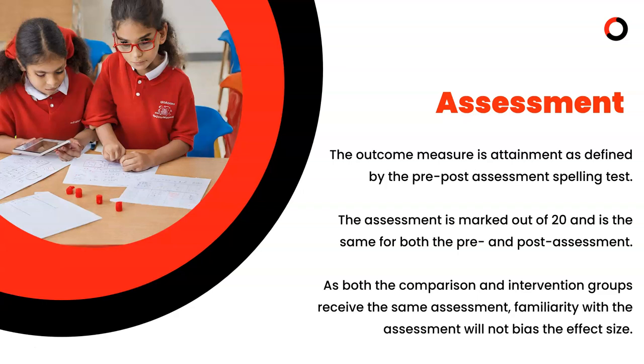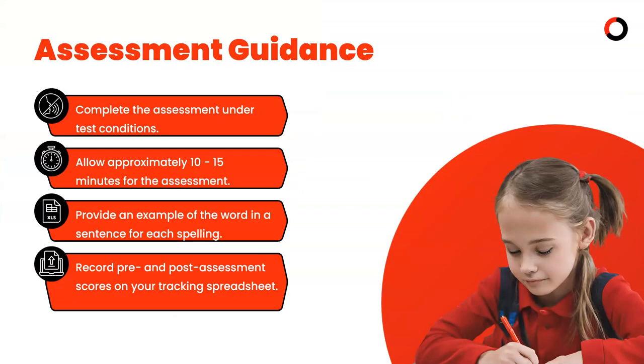So the assessment. The outcome measure is attainment as defined by the pre and post spelling test. The assessment is marked out of 20 and is the same for both the pre and the post assessment. As both the comparison and intervention groups receive the same assessment, familiarity should not bias the effect. And then the final assessment guidance: complete this under test conditions, allow approximately 10 to 15 minutes for the assessment, provide an example of the word in a sentence for each spelling, and then record the pre and post assessment scores on your tracking spreadsheet, then input them into the platform.